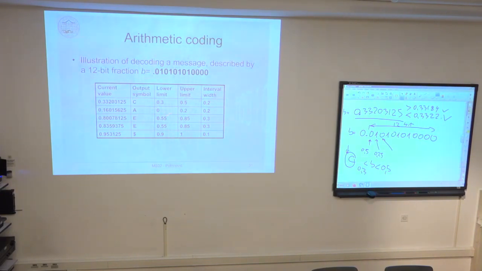And I have to divide with the interval width of the symbol A, and that is again the same 0.2 as for the symbol C. There is no difference. So I simply get 5 times this value, and 5 times this value is 0.800781225. Now I have to check this interval.